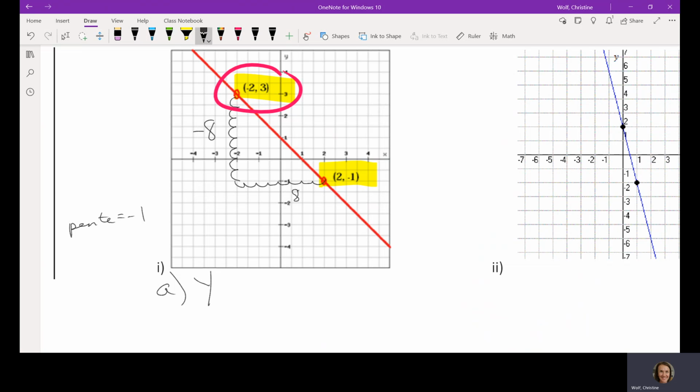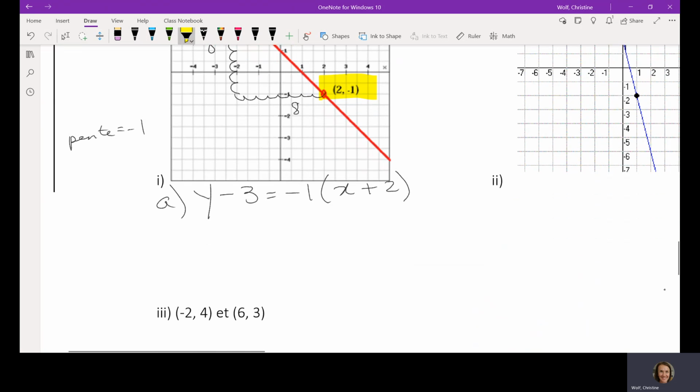And then, la valeur de Y, the point Brady chose was negative 3. So, je remplace avec négative 3 égale la pente, c'est négative 1. Ouvre les parenthèses. And then x avec la valeur de x qui était négative 2, so j'écris positive 2. Okay? So you guys, you could potentially have different values here and here if you chose the other point. Et ça va. Okay? All right.